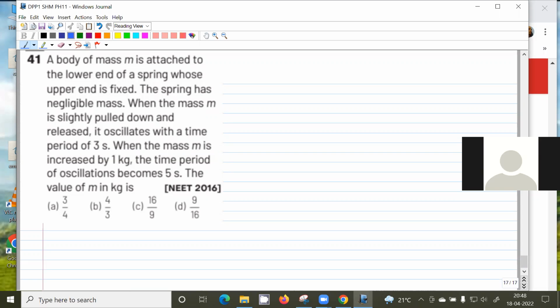Okay, this is a simple question. You just have to use the formula straight away. What is the formula for time period in terms of K and M? You remember the formula? What, sir? What is the formula for T in terms of K and M? This is a spring mass system, right? T is 2 pi root of M by K. Use that.